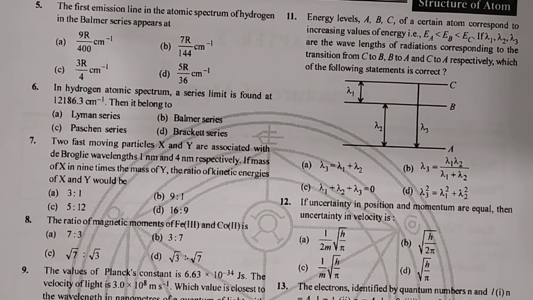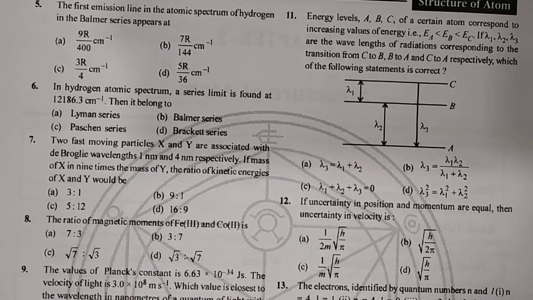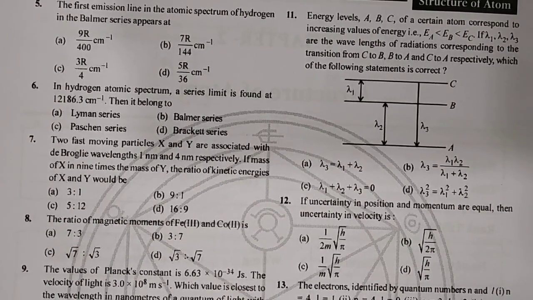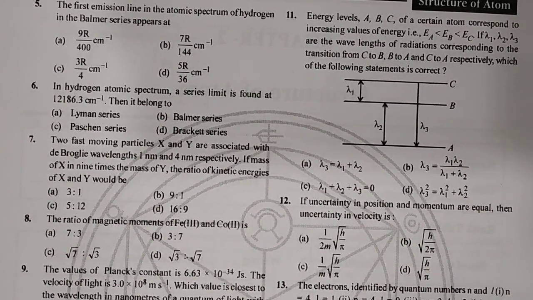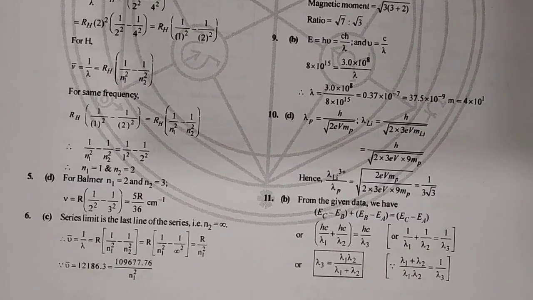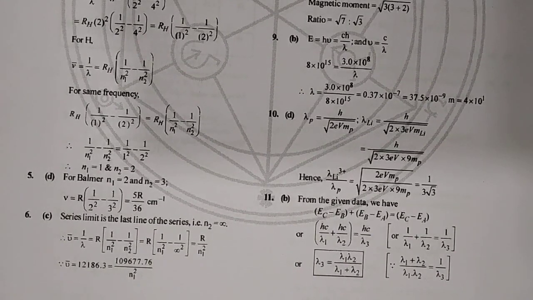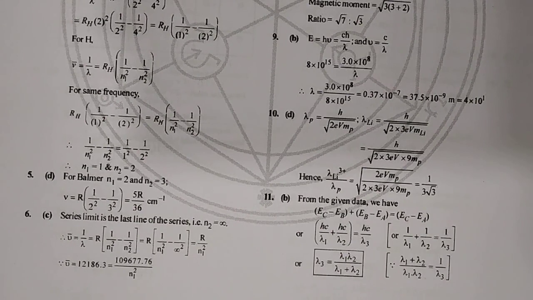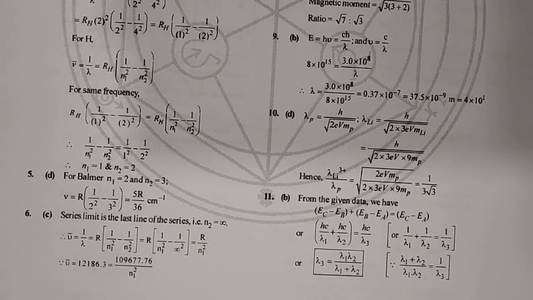Question number 6 on your screen. In hydrogen atomic spectrum, a series limit is found to be as given. So let's start the solution. The series limit is the last line of the series, that is n2 is equal to infinity. Nu bar is equal to 1 upon lambda, that is Rydberg constant into 1 upon n1 square minus 1 upon n2 square. Simplify this. Nu bar is equal to 12186.3, that is given.